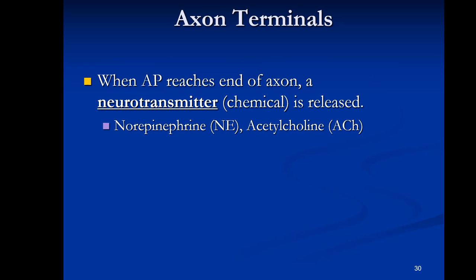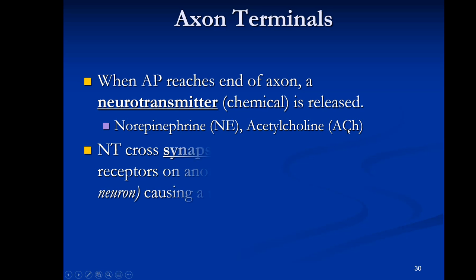So what happens at the axon terminal? Earlier I alluded to the fact that there's neurotransmitter released. When an action potential reaches the end of an axon, a neurotransmitter, which is a chemical, is released. There are two really common neurotransmitters in the body that we'll see this semester. Norepinephrine is one. Acetylcholine is the other. You've actually seen acetylcholine in the muscle lecture already.